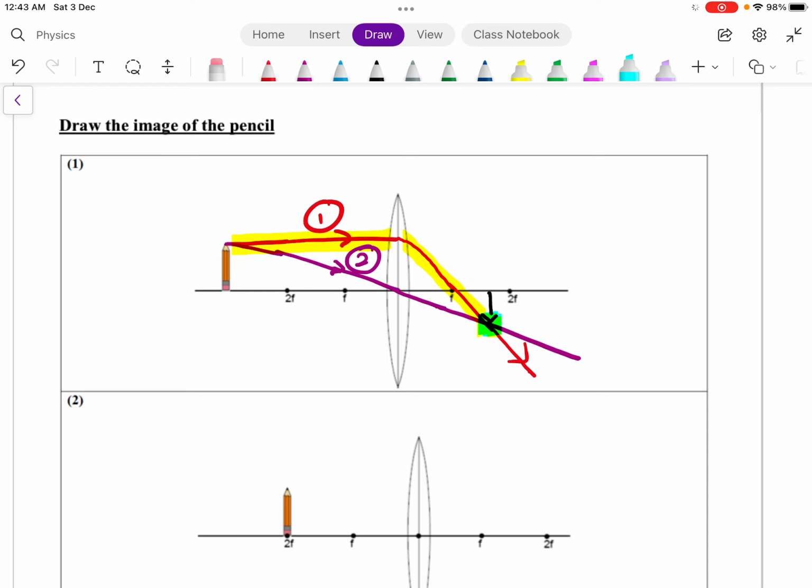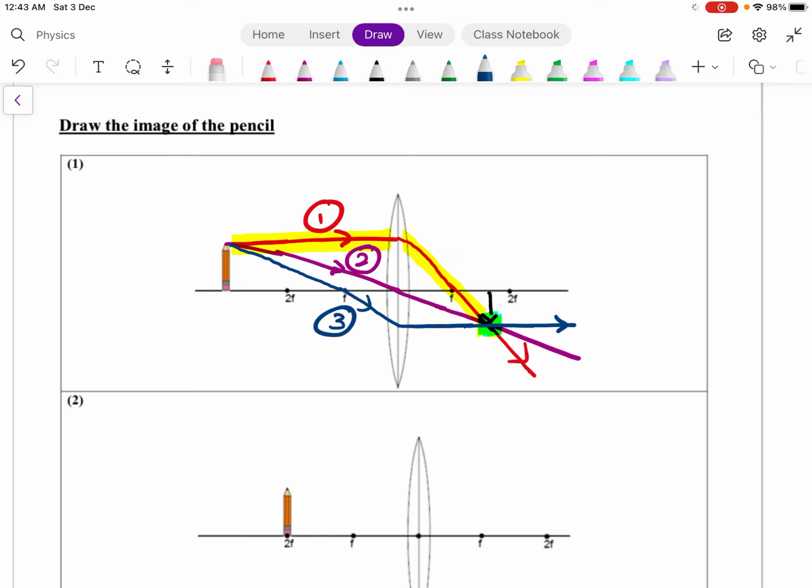Of course, you can also draw a third light ray. The third light ray you can draw in this manner. You can pass through the first focal point first, then after that, you go parallel to the principal axis. So you can see that all the three light rays will intersect at the same point.